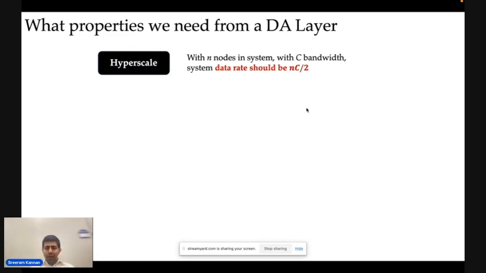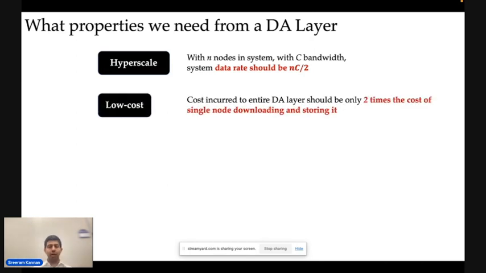But there's at least this factor 2 loss. Why? Because we want to operate the system even when, as long as the majority of the nodes are honest. So you do take a factor 2 loss, but not that much more. That's what hyperscale is, basically: exact linear scaling for a DA layer.